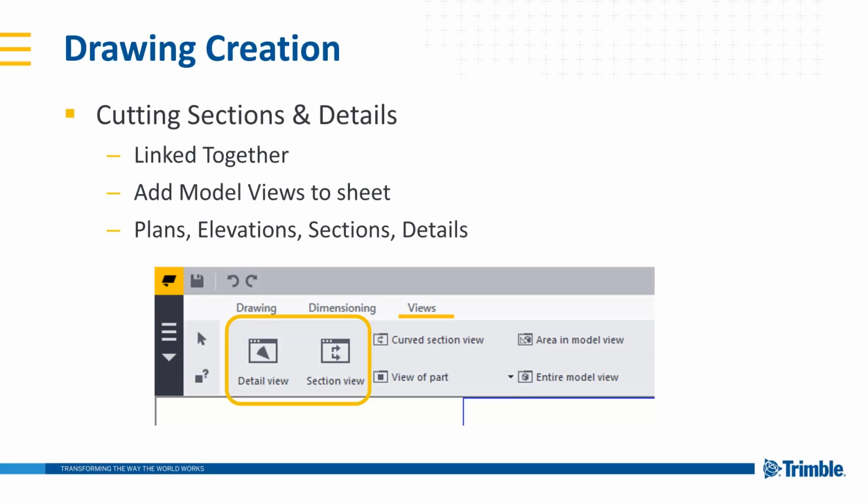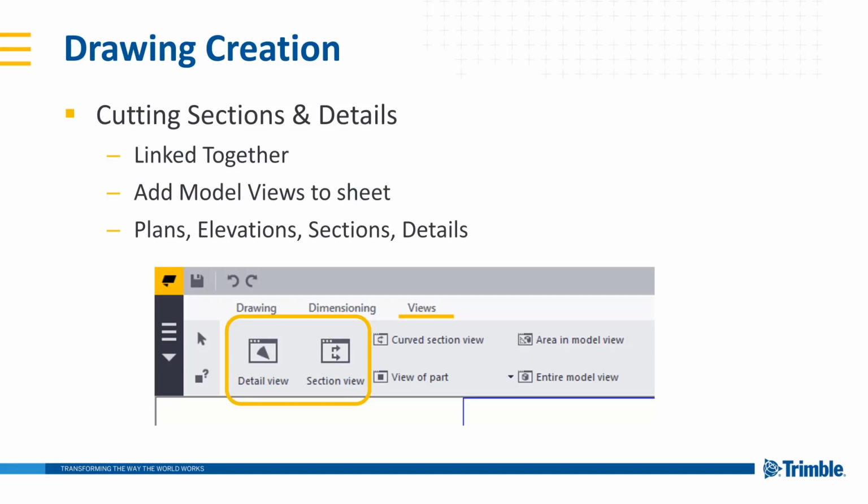Now the other way that I can do this is I can cut sections and details on existing sheets. So this would be applicable if I had created a single view on a plan and I wanted to add additional views to that plan, or I wanted to cut additional views from that plan and then move them onto different sheets. So I might cut a section or a detail and then move those onto my 500 series.